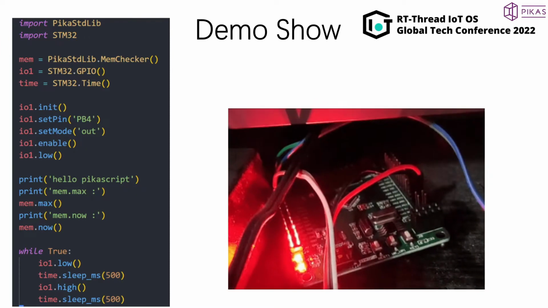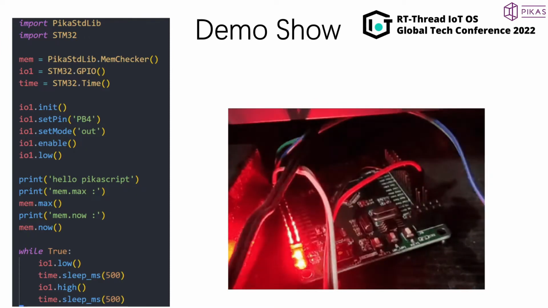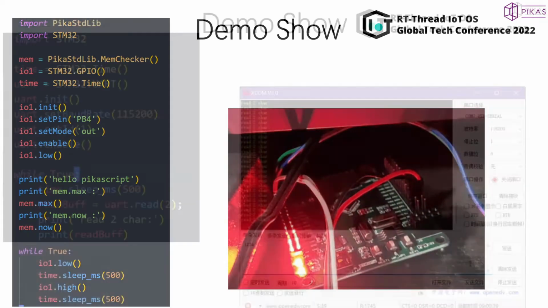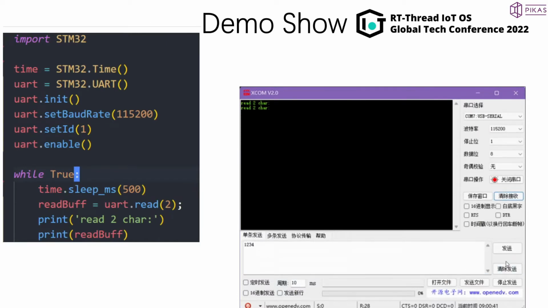STM32G0 platform. The first demo is the GPIO Blink. The second demo is the reading and printing of data from the serial port.